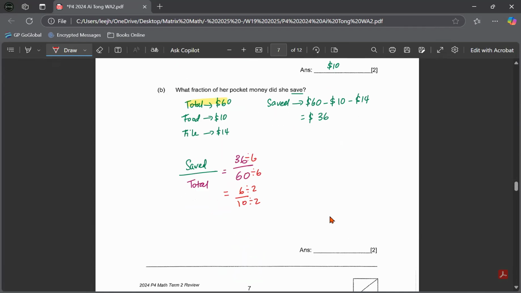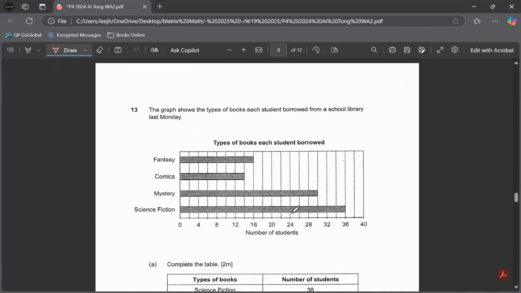Okay, it would be 3 fifths. This is your answer. Or some of you can actually tell me, oh, teacher, 36 over 60, I know my multiplication very well. I know I can divide by the highest number, which is divide by 12. You will still end up with 3 fifths. So either way, okay, you want to break it down to simplify, also can, or you want to do this, also can.